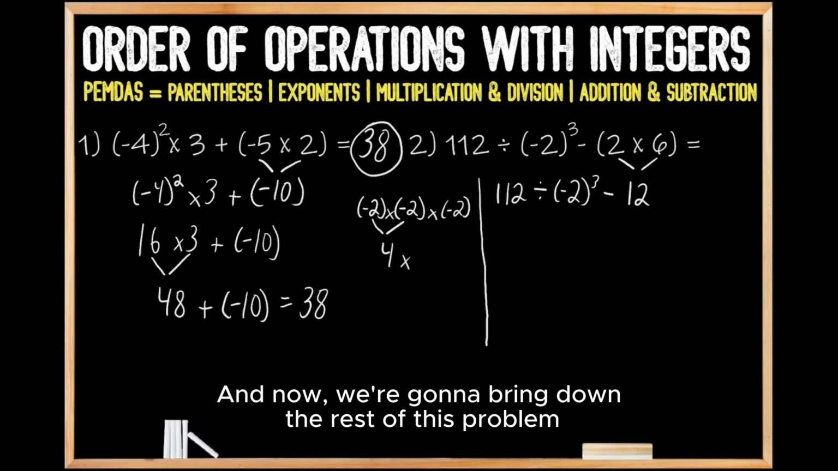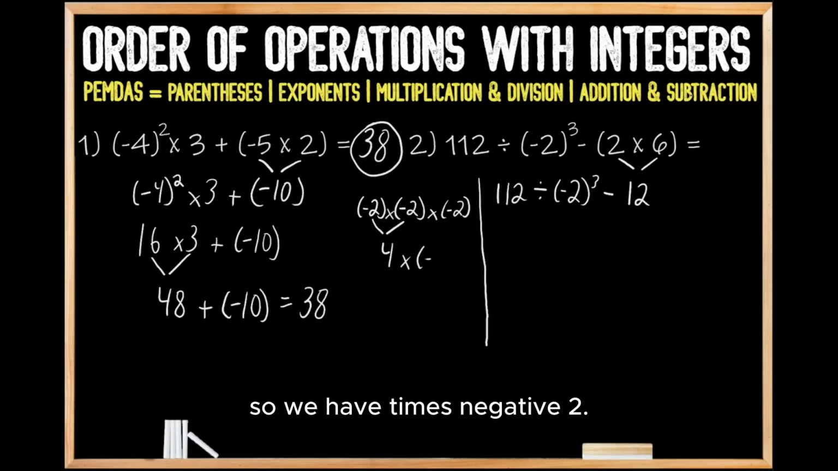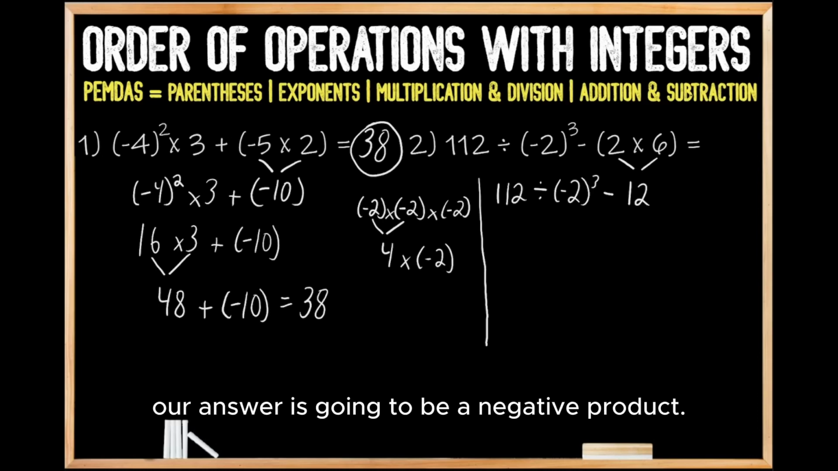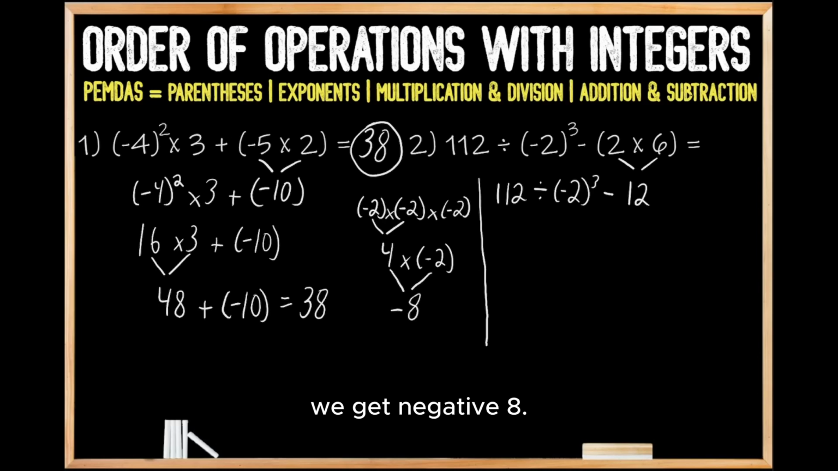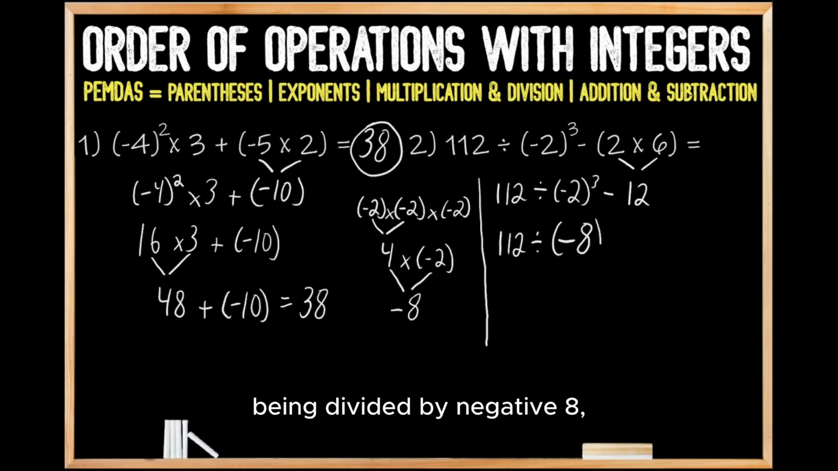And now we're going to bring down the rest of this problem. So we have times -2. And since we're multiplying two numbers that have different signs, our answer is going to be a negative product. So when we multiply 4 times -2, we get -8. So returning back, we're going to write our -8 below our -2 to the power of 3, and then we're going to bring down the rest of this problem. So we have 112 being divided by -8, subtract 12.